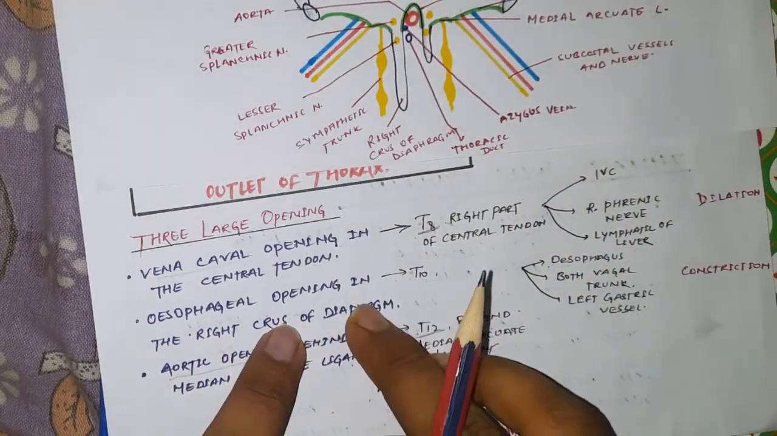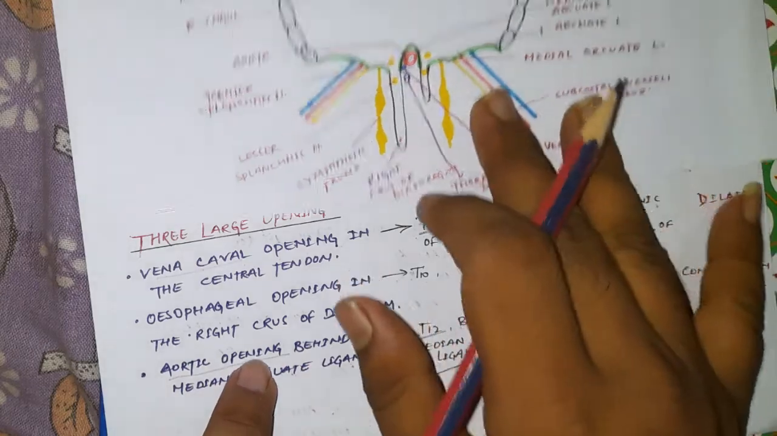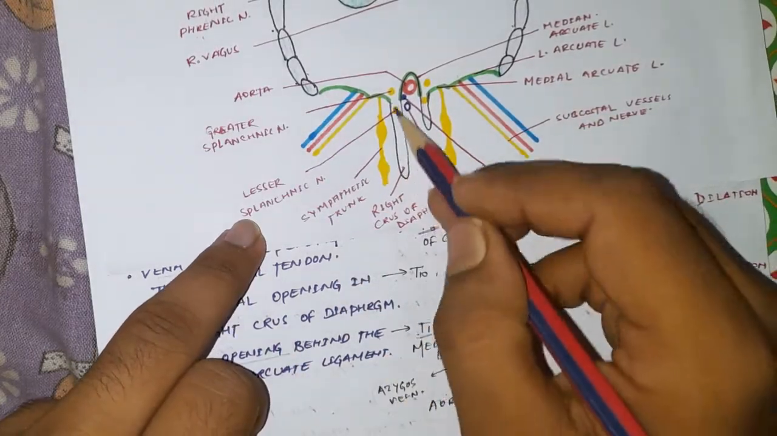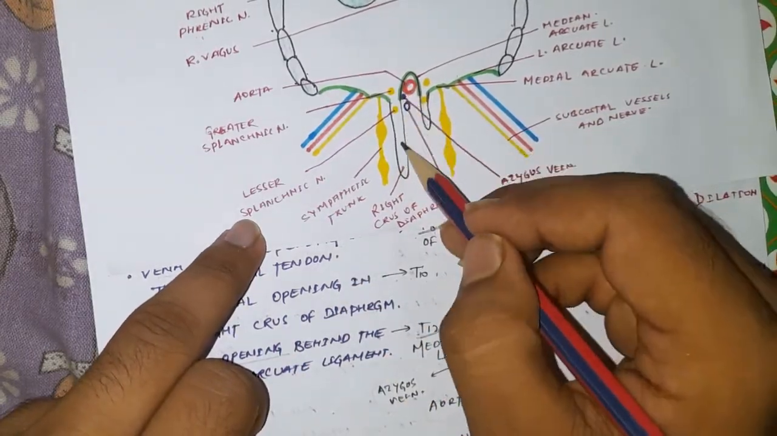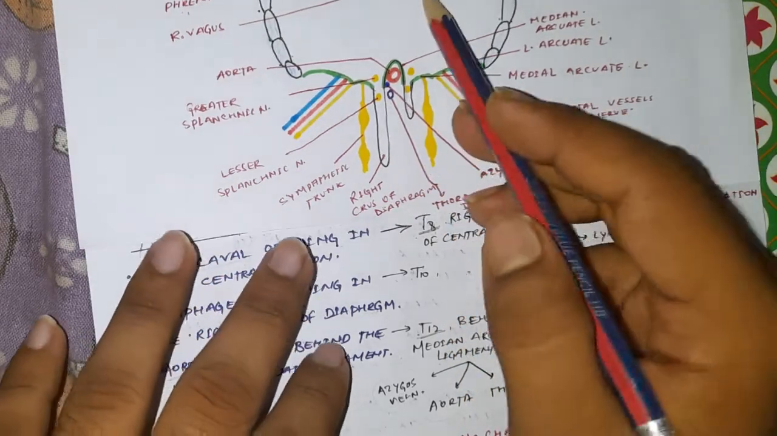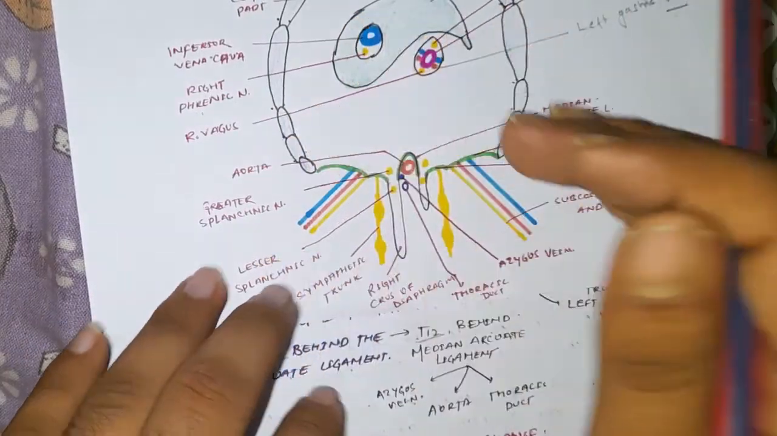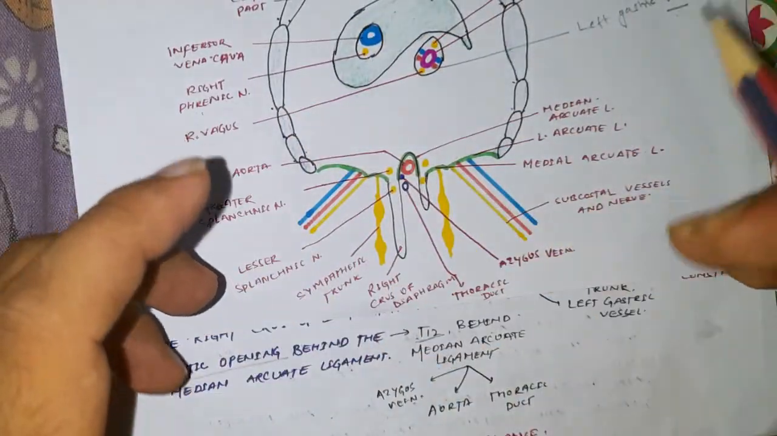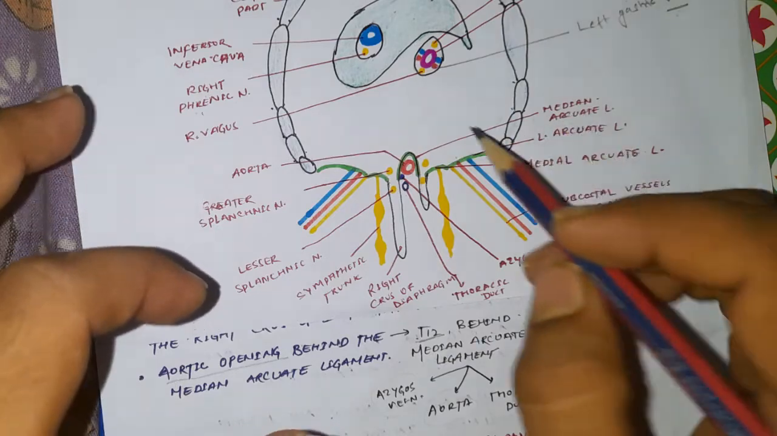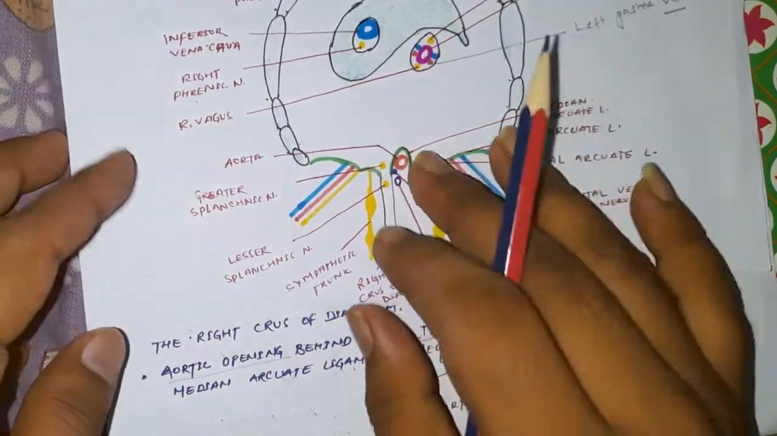The oesophageal opening is present in the right crus of the diaphragm. This is the right crus. The oesophageal opening is present here because this is a two-dimensional diagram. In a three-dimensional structure, it is clearer. This is the second opening, and this is the third opening.